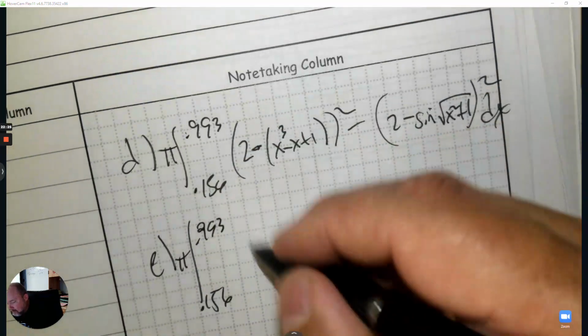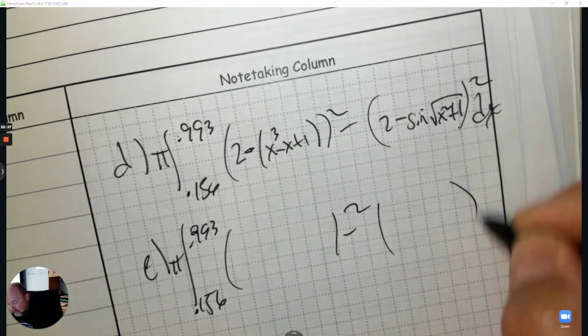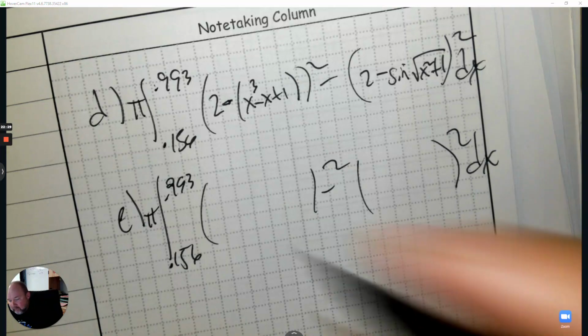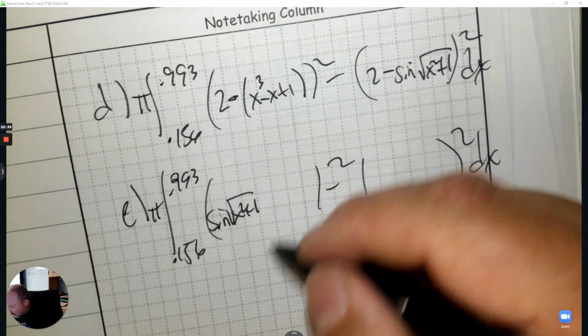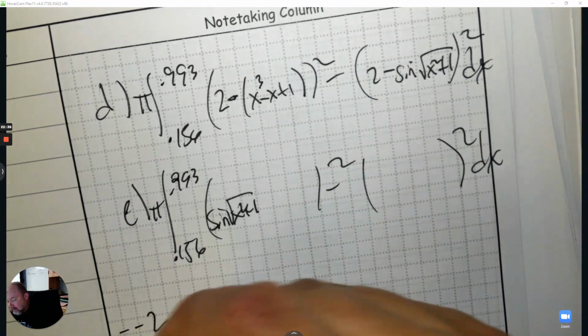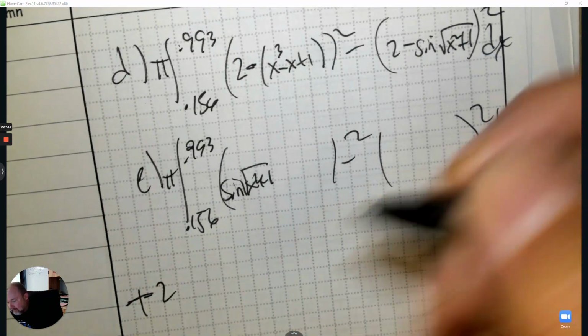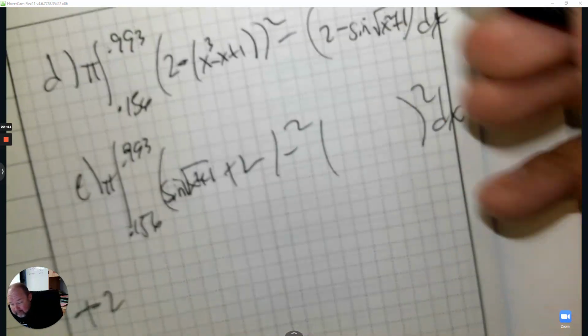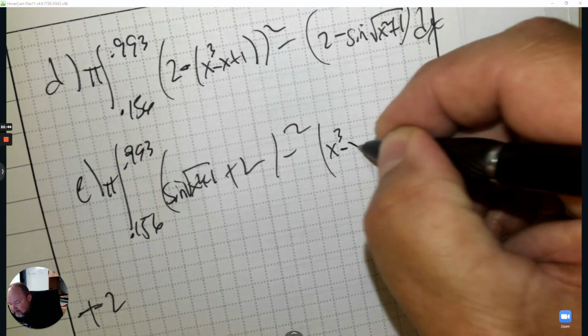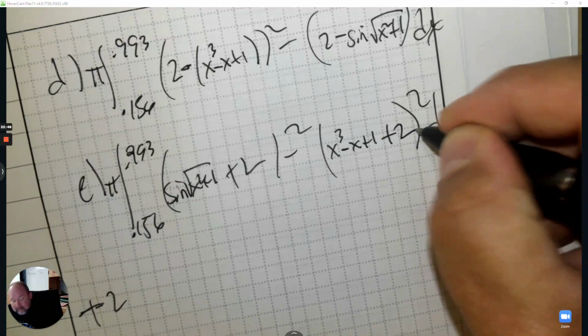So there's my setup. I set this up first, right? So now it's sine square root of x squared plus 1. And now I'm going to subtract negative 2. I know when I subtract negative 2, it really means adding. And I'm going to do the same thing for the next one. So the smaller radius is going to be x cubed minus x plus 1, subtract negative 2.